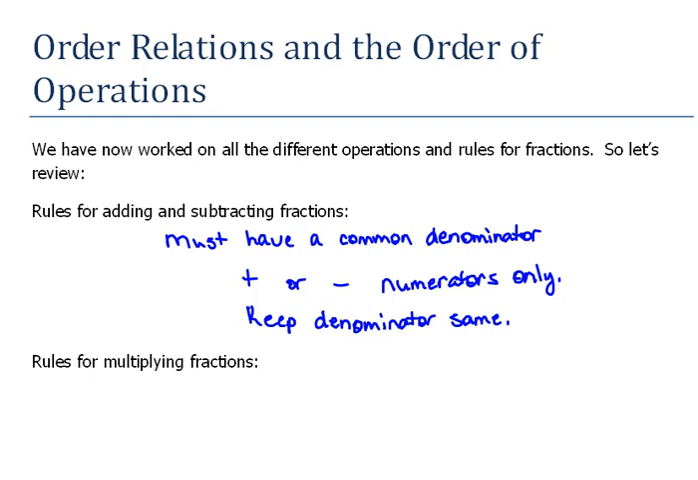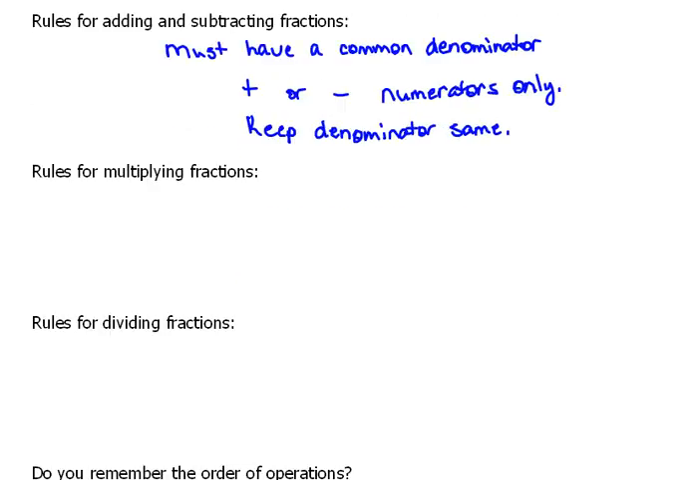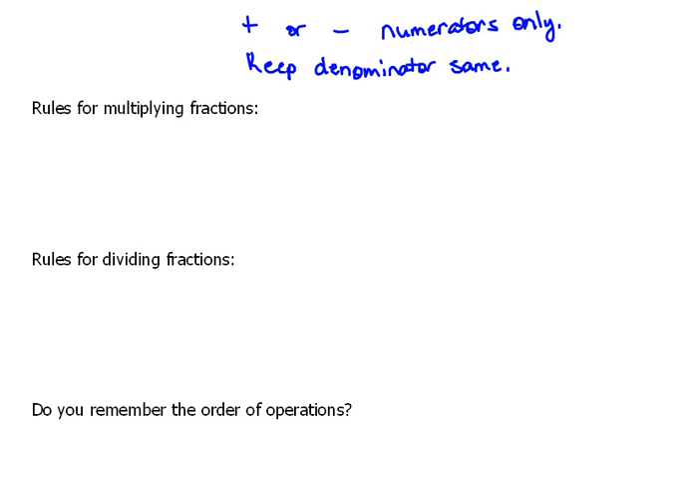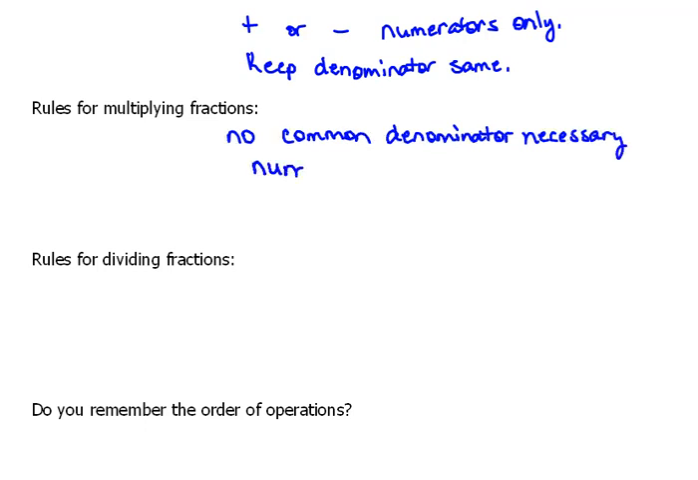Okay. Now, whenever it comes to multiplying fractions, I guess I should say, we don't have to have a common denominator. So no common denominator necessary. And if you'll remember, we just multiply straight across the top. We have numerators and denominators, numerator and denominator. We just multiply straight across.